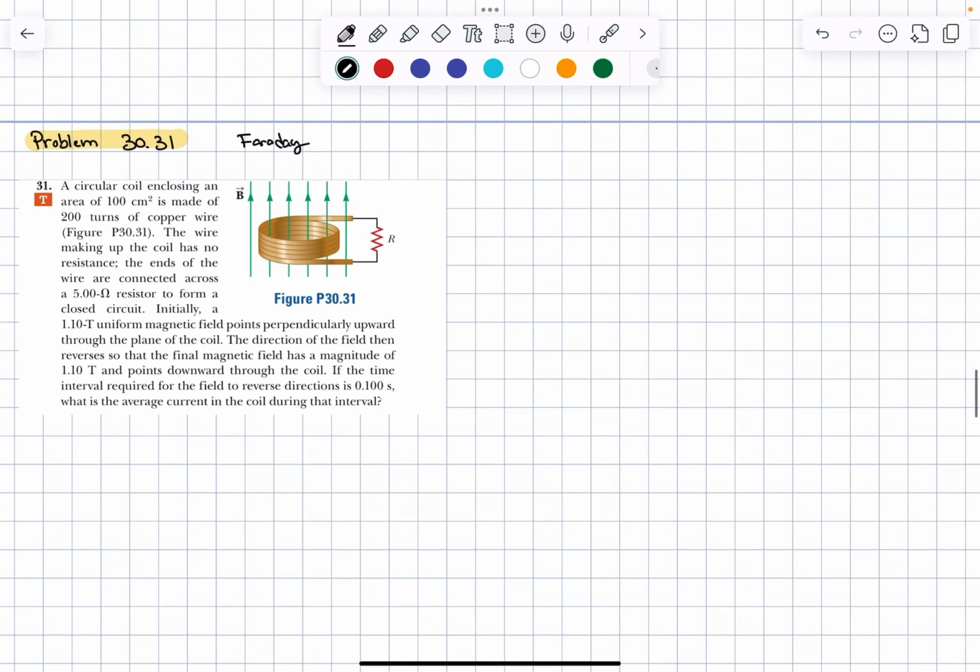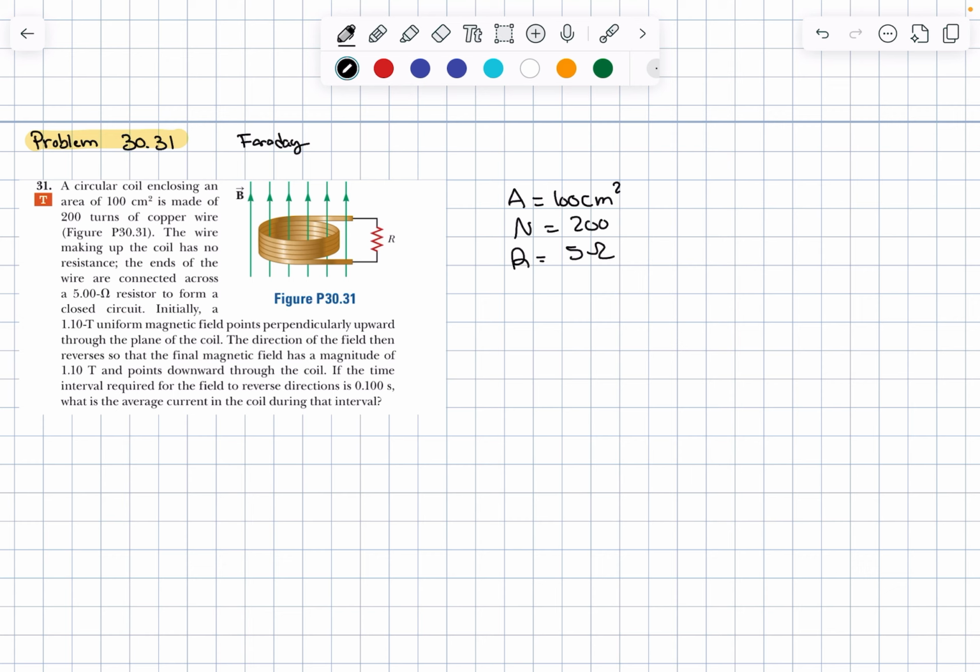This is problem 30.31, and it says that we have a circular coil enclosing an area of 100 centimeters squared, so A is equal to 100 centimeters squared, made up of 200 turns of copper wire, as shown here. So these are the 200 turns. The wire making up the coil itself has no resistance, but the ends of the wire are connected across a 5 ohm resistor right here. So R is equal to 5 ohms, and this is forming a closed circuit.